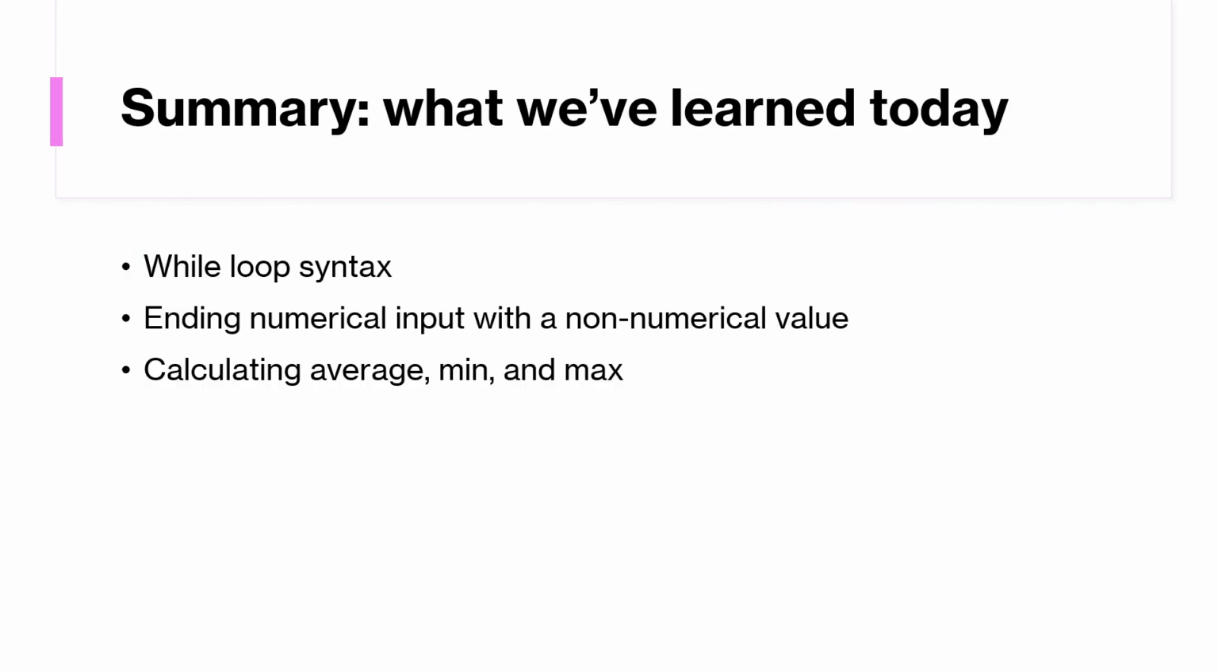So what have we learned today? We've learned while loop syntax. It's not very difficult to set up a while loop. We've learned how to end numerical input with a non-numerical value by simply putting a numerical input statement in the while loop as the while loop condition, and that stops the while loop as soon as the user types a non-numerical value. And we've learned how to calculate an average, a minimum, and a maximum value using C++.